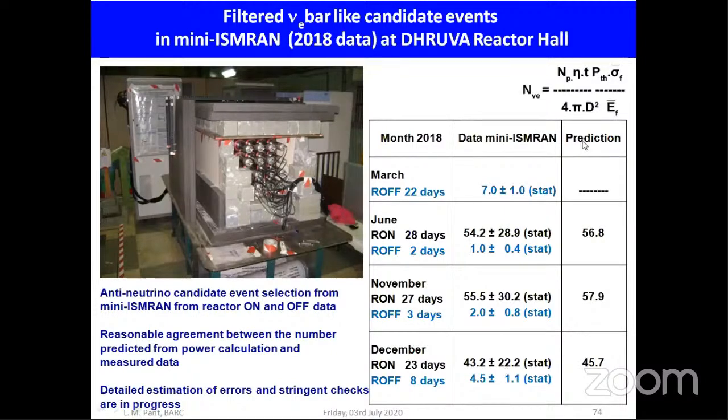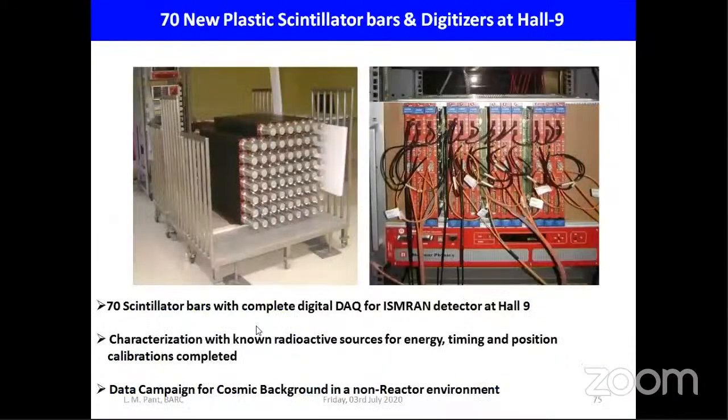And in the third column, we have the predictions. So they do match with our measurements, but still we keep our fingers crossed. We are not saying that they are anti-neutrinos. We have to do some more checks before we speak it out. So now let me come to the real scenario, what is happening.